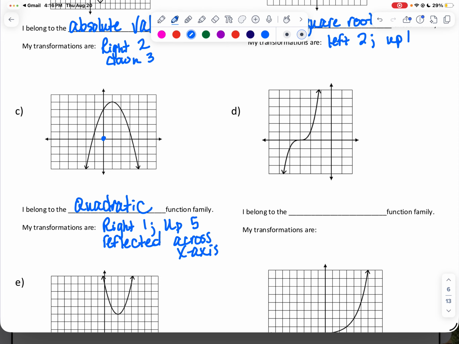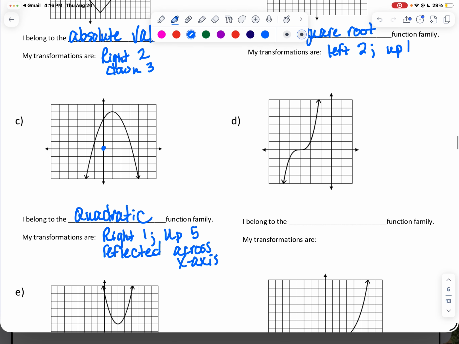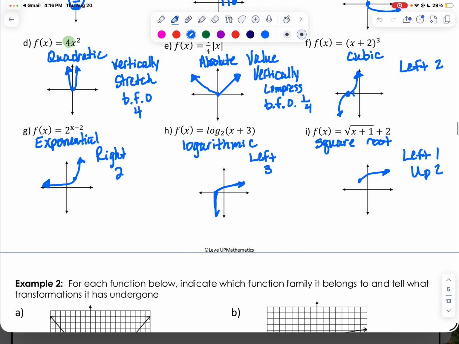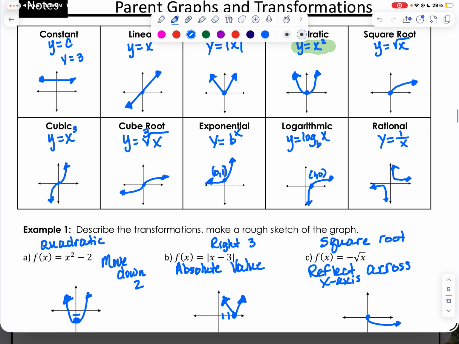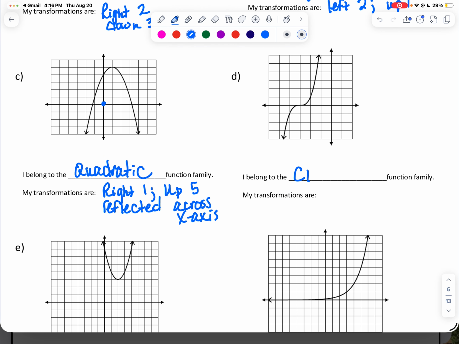All right, D. Look at the shape of the function in D. Now go back to your cheat sheet and see if you can figure out which family this function might belong to. So looking at the cheat sheet, hopefully you said it belongs to the cubic function. Now this function has moved 1, 2, 3 to the left. Left 3 units.